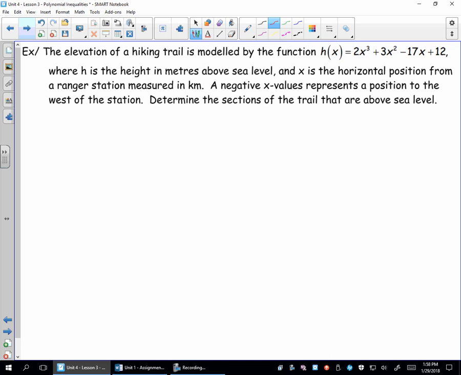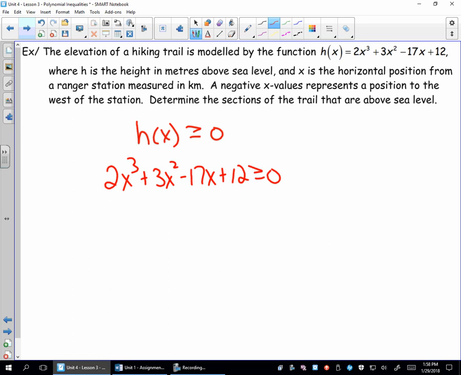Well, above sea level would mean a height greater than or equal to 0. Right? 0 is sea level. So in our case, we have 2x cubed, 3x squared, 17x plus 12. Oh, we need to solve that. To solve that, I got to be able to factor it. This is where solving polynomials comes in handy. I'm going to have to use synthetic division on here. 1 and 12, 2 and 6, 3 and 4. Let's try one of those.